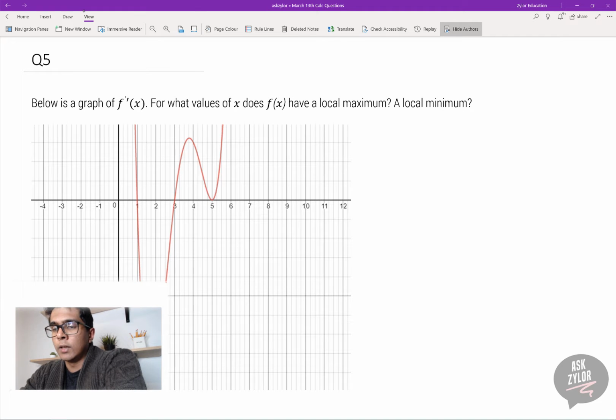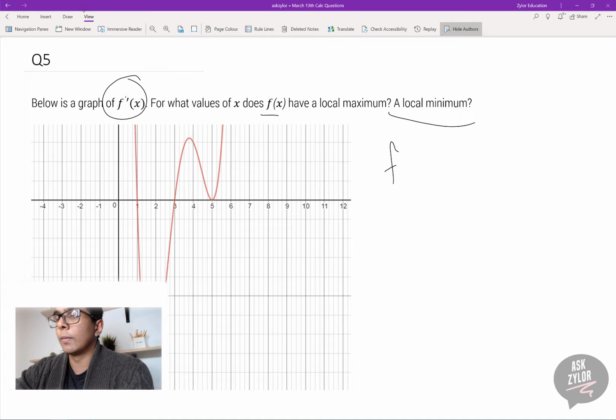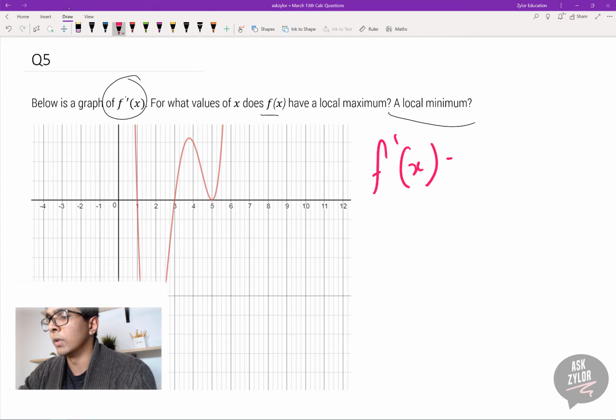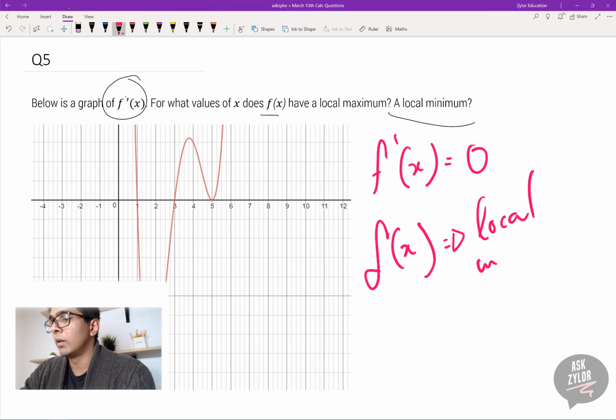So this question is saying we are given a graph of the derivative of f of x. For what values of x does f of x have a local maximum or local minimum? So what we're going to do is, we know when my f prime function is equal to 0, my f of x function is going to have either a local min or max.